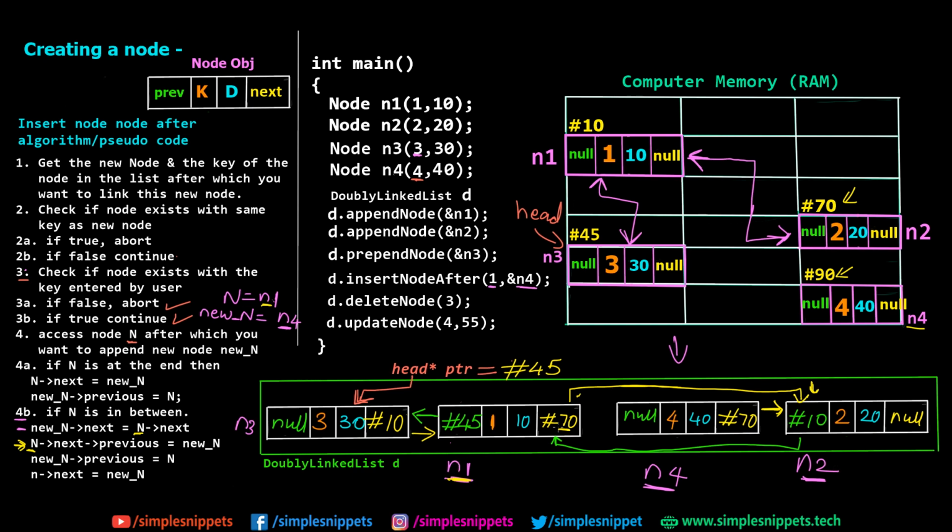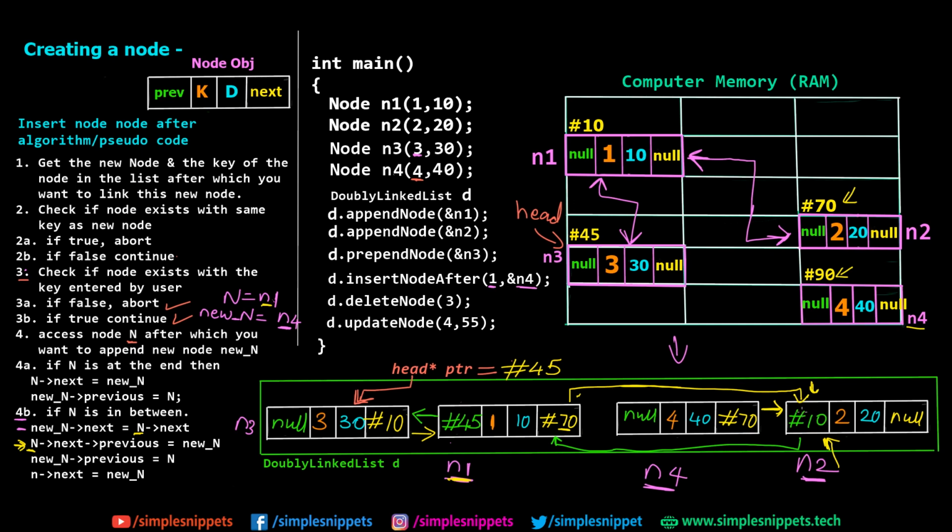Because n1 of next is having hash 70. Hash 70 is the address of n2. So we are accessing n2 and then we are saying n2 of previous. So n of next of previous means n1 of next, which is n2, and n2 of previous. So we are accessing this n2 and we are saying n2 of previous is equal to new n. Now new n is n4. Now n4's address is hash 90. So we are changing hash 10 to hash 90.